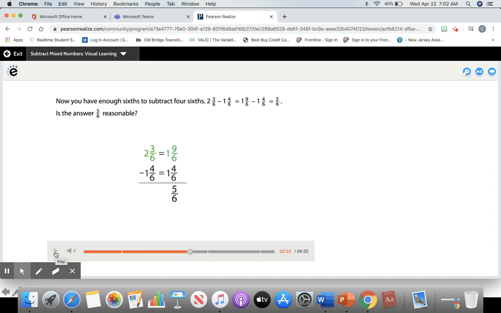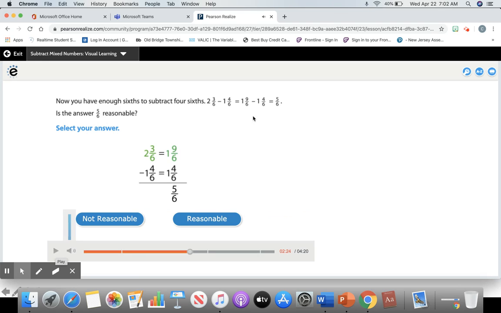Now remember, improper fractions are the same as a mixed number. So really what just happened was I made a mixed number, but I also have an improper fraction because I took one of those wholes and switched it back into fraction form. Select your answer. So is it reasonable? I'd say it's reasonable, so let's click reasonable.